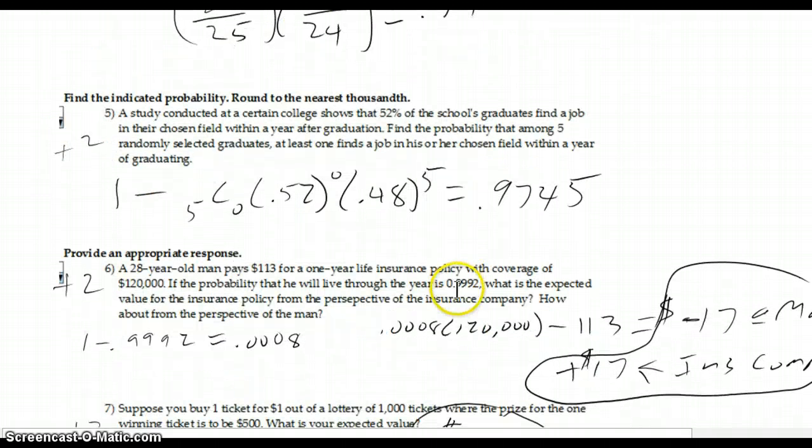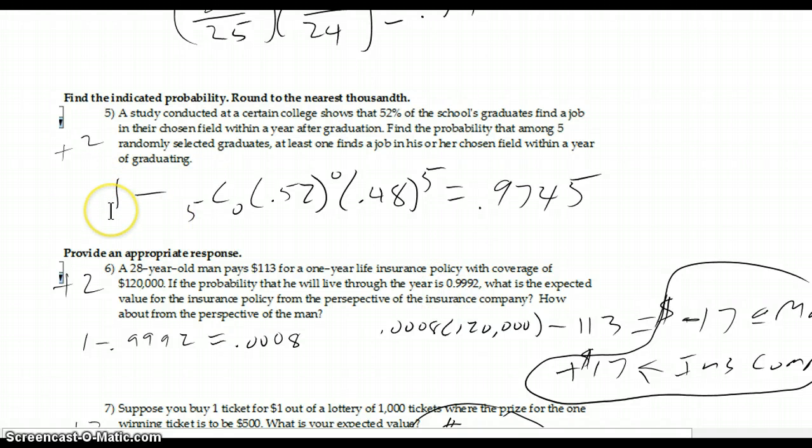Number 5. It says 52% graduate and get a job. What's the probability that at least one finds a job? So at least one means 1 or 2 or 3 or 4 or 5. We could do all of those binomial probabilities and add them up, but a simpler way is just take 1 minus the opposite.